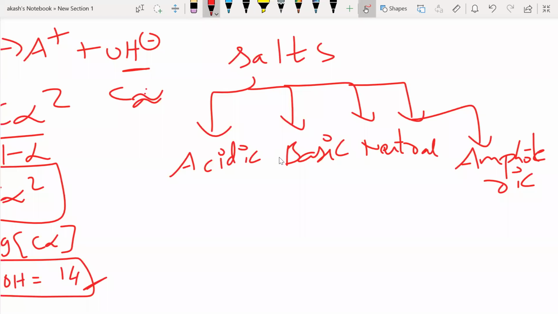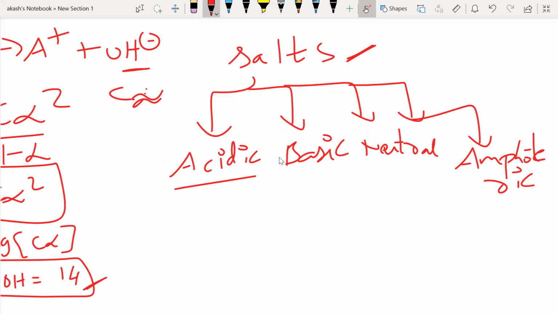Right? Okay, so amphoteric, we know what that is: it reacts with acids as well as bases. Acidic, basic, neutral, we know how they are getting formed also. Obviously we know salts are formed by the neutralization reaction, acid plus base. So depending on the strength of the acid and the strength of the base, I'll be able to get different types of salt.